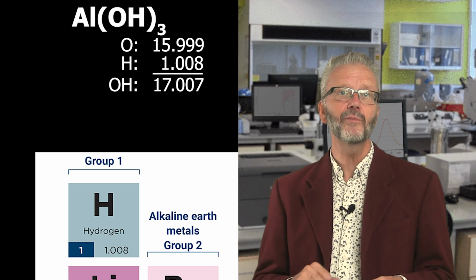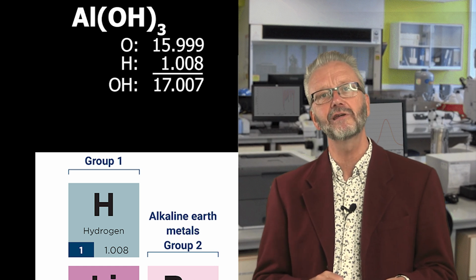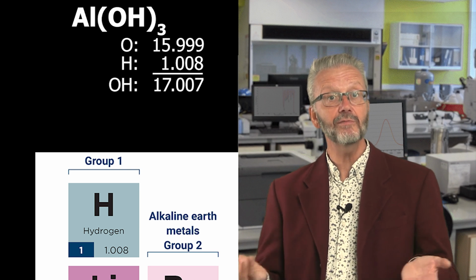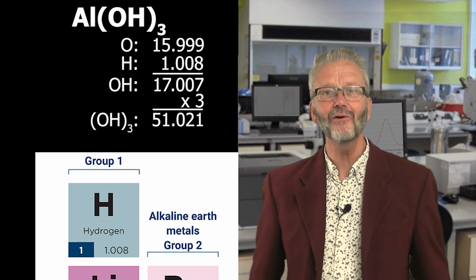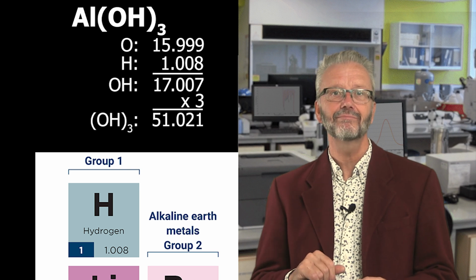But if you look at the formula for aluminium hydroxide, you'll see that there are 3 of these hydroxide units. All we have to do to account for this is to multiply the result of our addition by 3. Now we've accounted for all the atoms in the molecule, except one, the aluminium.